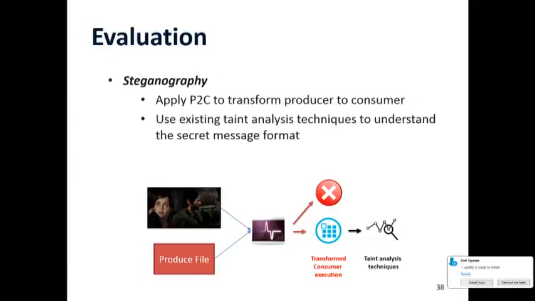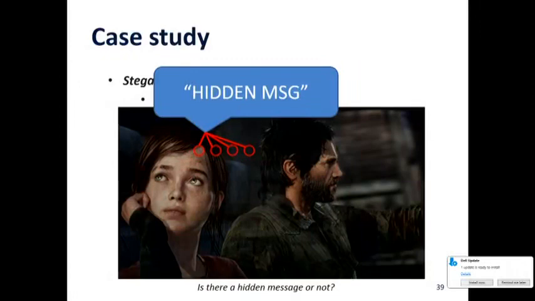And once we get the transformed consumer execution, we can simply apply the taint analysis techniques to understand, first, what kind of texts are actually hidden, and how they hide the text, their internal structures and the types of the internal structures. All right. So if there is a hidden message here, our P2C tool can identify these hidden messages with data structures the malware actually uses, as well as how they embed the individual field type information.